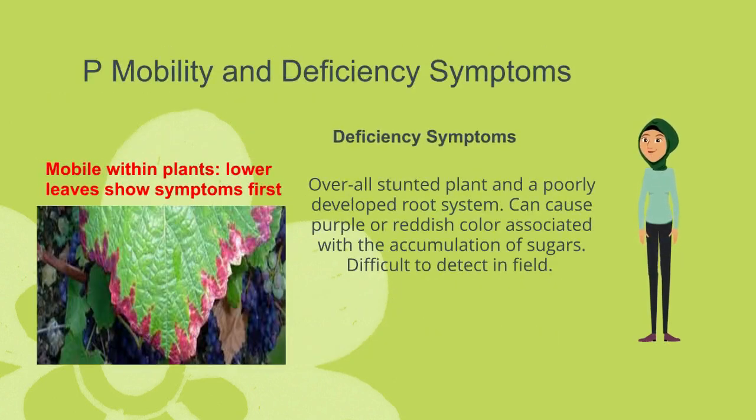This is the picture of bluish-purple color of leaf with deficiency symptom of P. Overall stunted plant and a poorly developed root system. Leaf shows purple or reddish color associated with the accumulation of sugars. It is also difficult to detect in field.